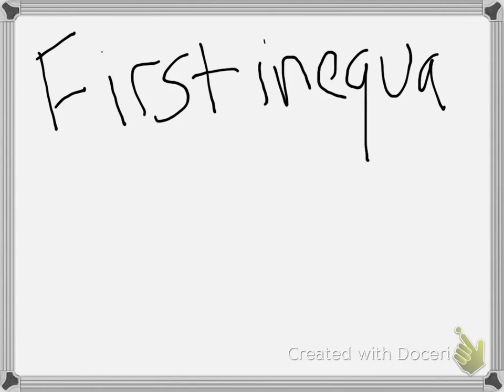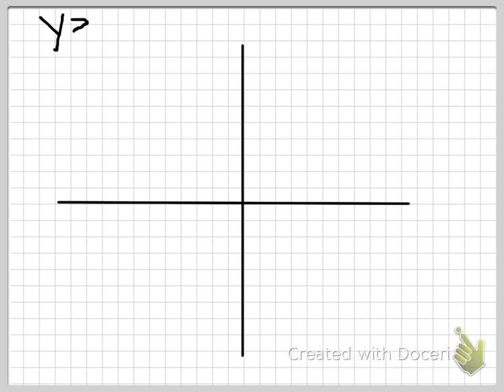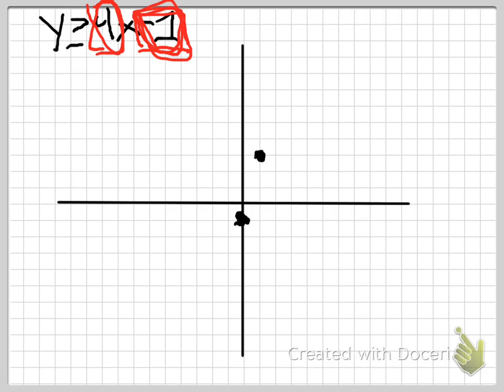The first inequality is y is greater than or equal to 4x minus 1. You start by doing the graph. The first number you put on your graph is the y-intercept. In this case, the y-intercept is -1. Then you put the slope. You have to go up. In this case, you have to go up 4 and to the right 1.